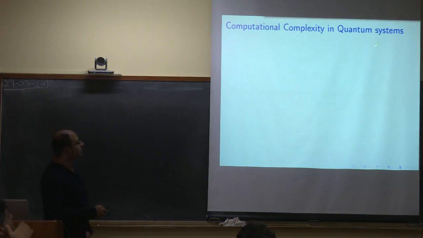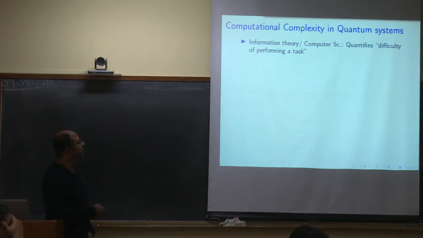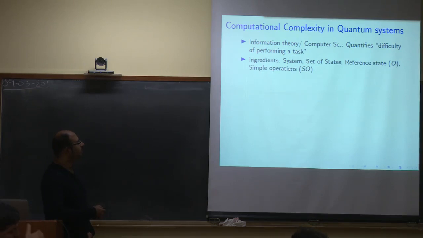So, computational complexity in quantum systems. This idea is borrowed from the computer science or information theory literature. The idea is that it quantifies the difficulty of performing a task, within quotes, because it's a highly qualitative, subjective idea. So what are the ingredients which go into the definition? You need a system, a set of states, some reference state, and some simple operations which take you from one state to the other state.